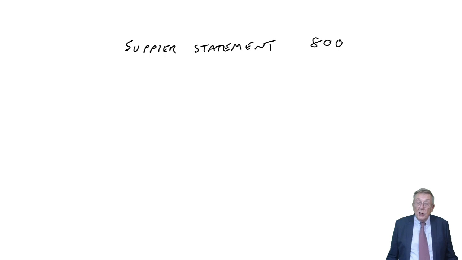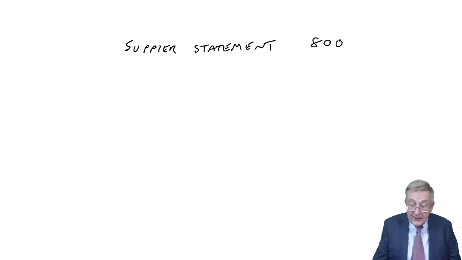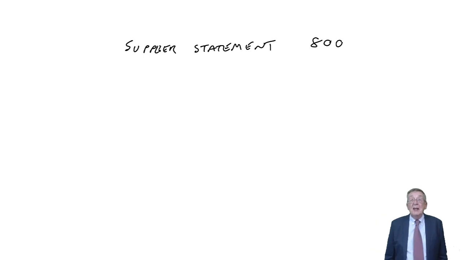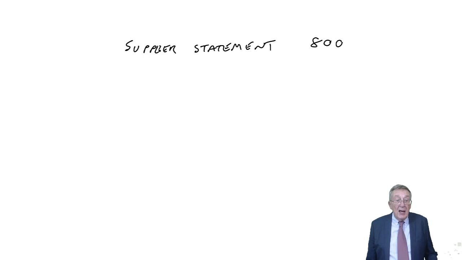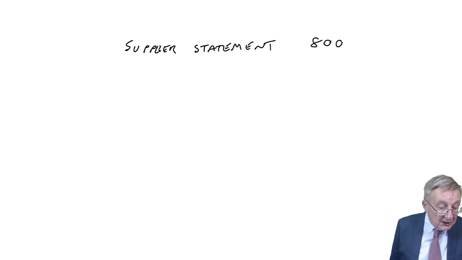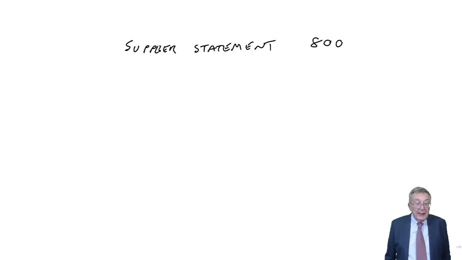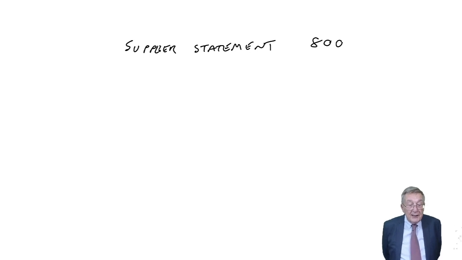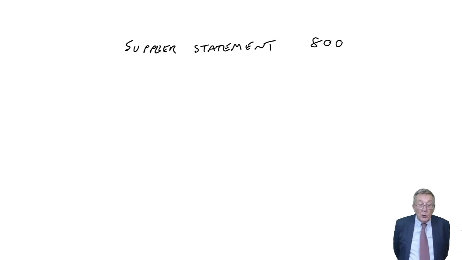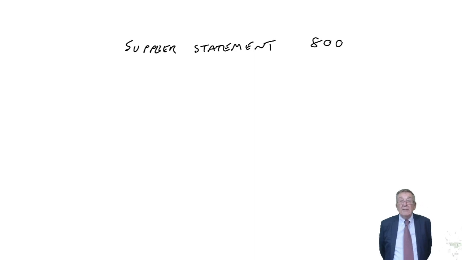So why don't they agree? Now in practice, I can't spell supplier. There we go. In practice, we'd have to go through everything and find out why they didn't agree. But here, and in the exam, we're told, on investigation, we discover the following. By mistake, an invoice received for 500 has been recorded by us as being for 50.